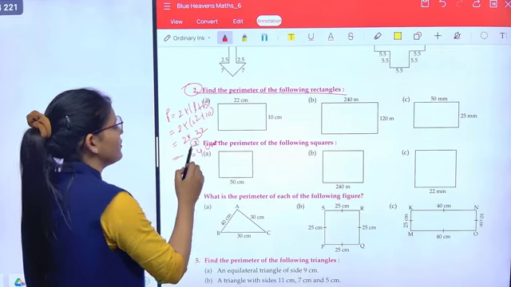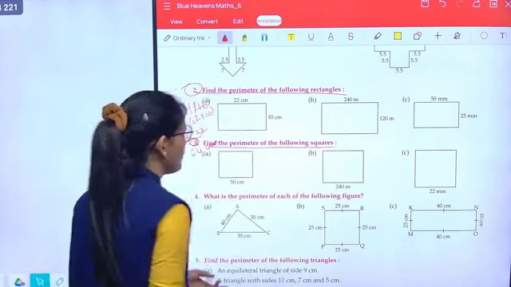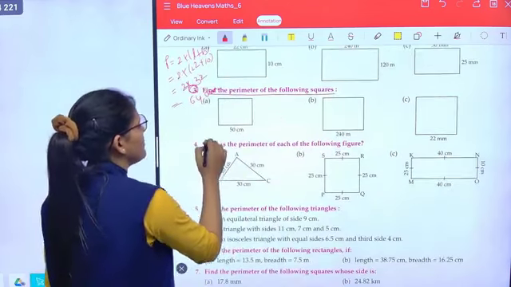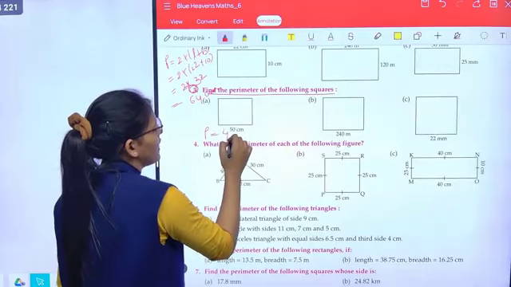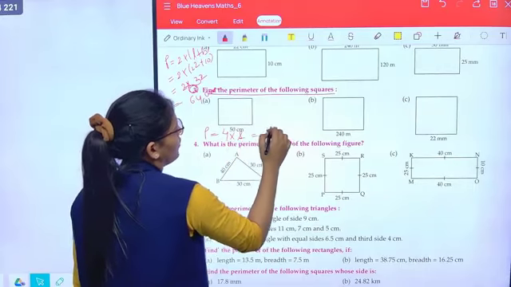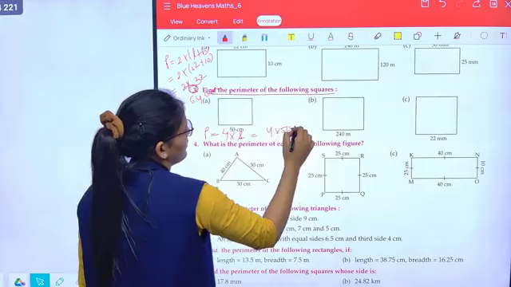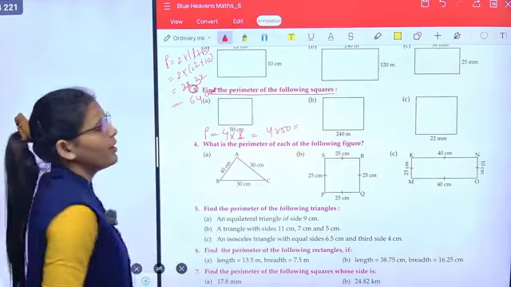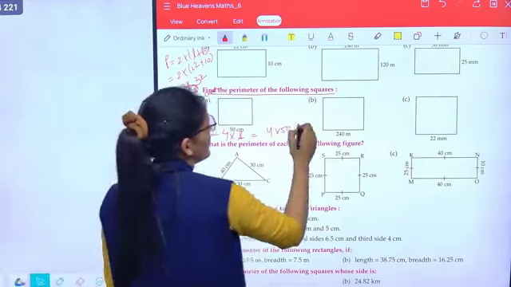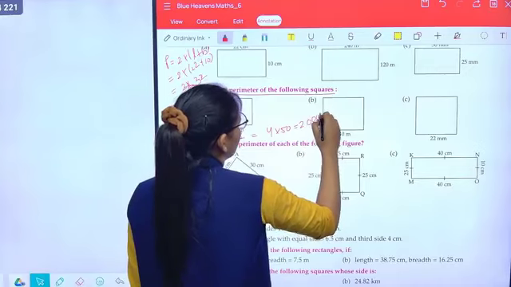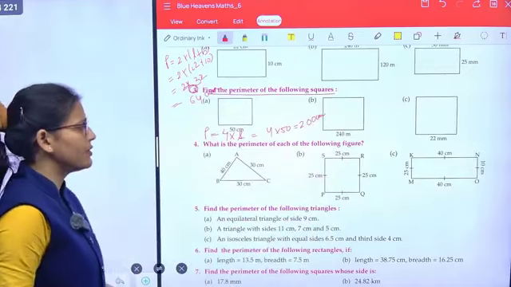Come on, question number 3. Find the perimeter of the following squares. Square perimeter is equal to 4 into side. Now class, 4 multiplied by 50, that is 200 centimeter. Rest of the parts, do yourself.